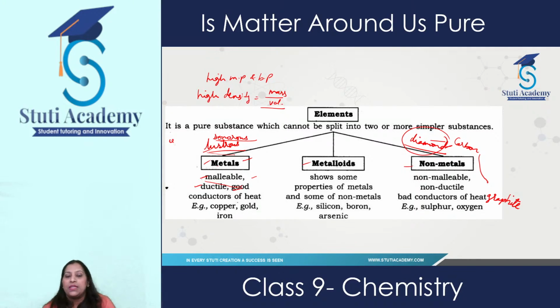One more property is there. Non-metals are bad conductors of heat, as I told you, except graphite. Okay, so these are the physical properties of metals and non-metals.